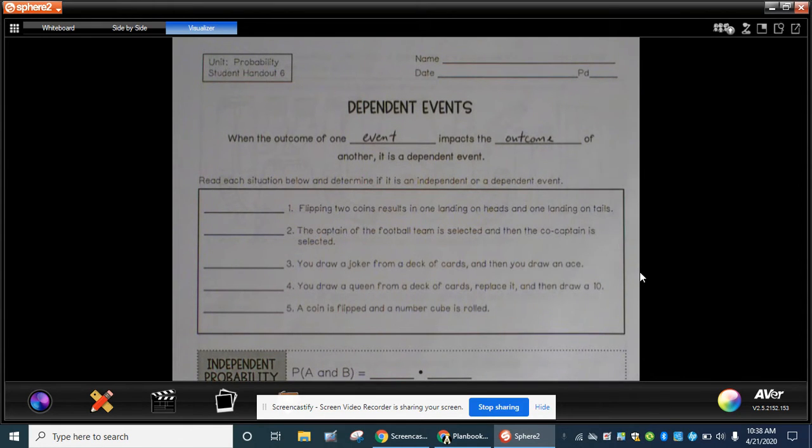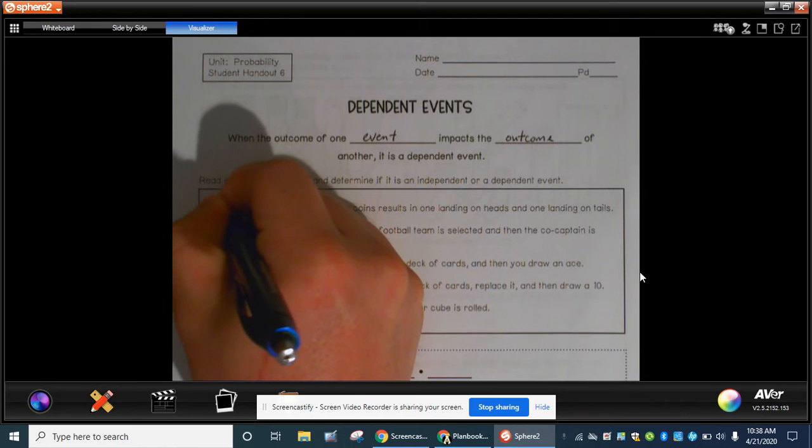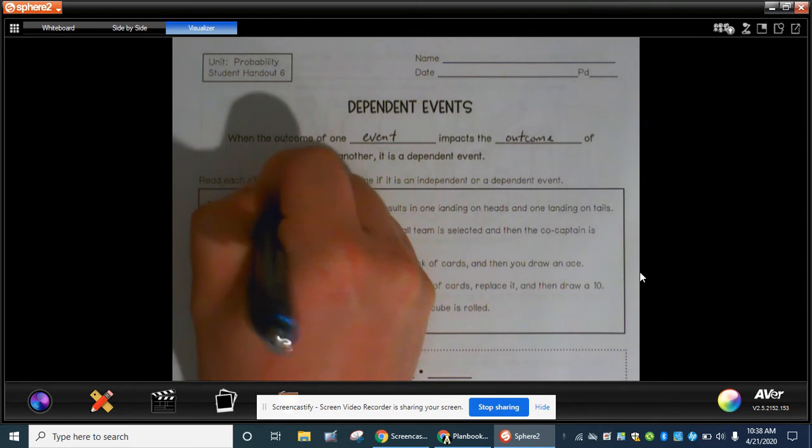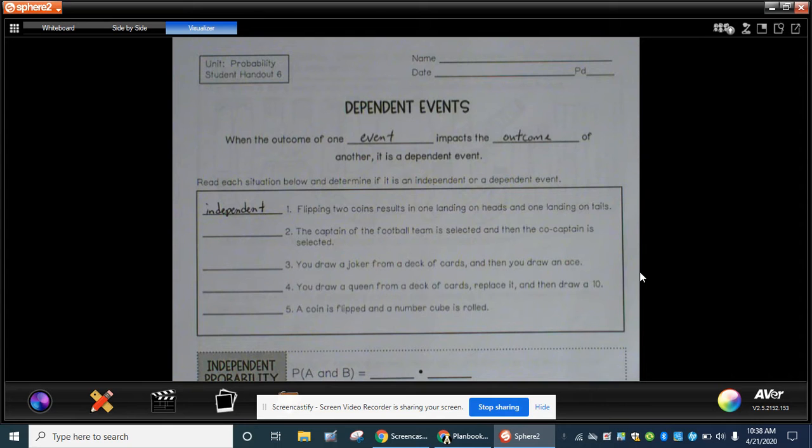So we've got 2 coins we're flipping. What's the probability of landing on heads or landing on tails? No matter what coin you're flipping, you're going to have 2 outcomes, either heads or tails. No more, no less. So flipping one coin in this case will never affect the outcome of flipping another coin. So this would be an example of an independent event. The outcome of one coin does not affect the outcome of flipping another coin.